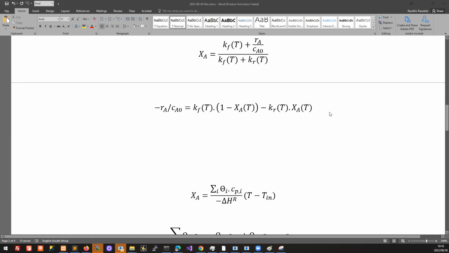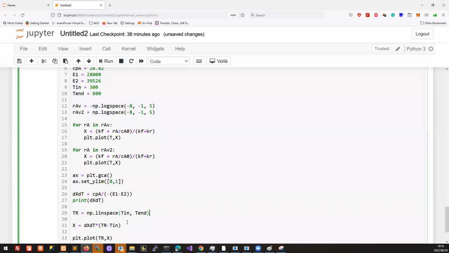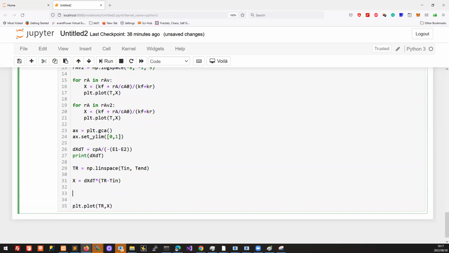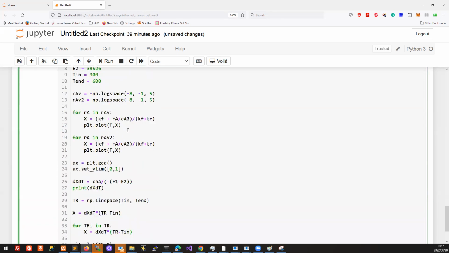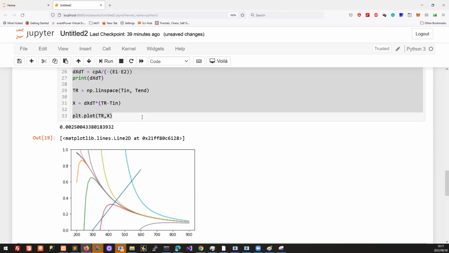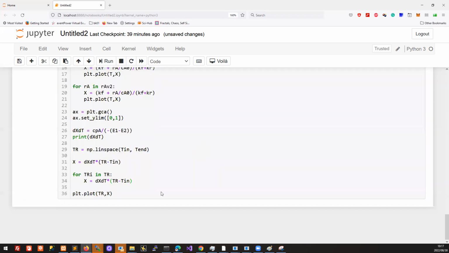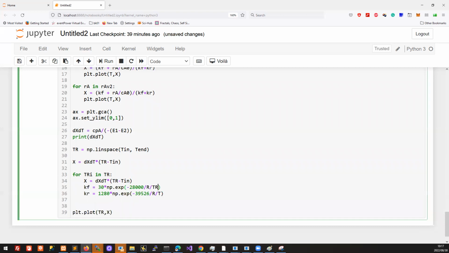So what we'll do is copy all this stuff again. And we do have the conversion as a function of temperature. So let's run a loop again. So for TRI in TR, we are going to recalculate X, and we do need to recalculate our kinetic constants for these different temperatures. Where did we do that? So we recalculate these constants as well, and we have to use the right temperatures. So this is TRI.